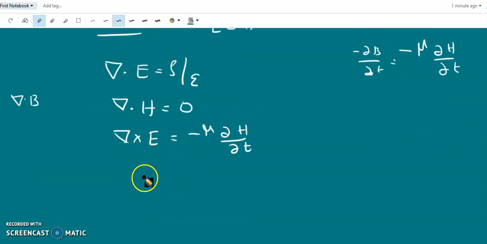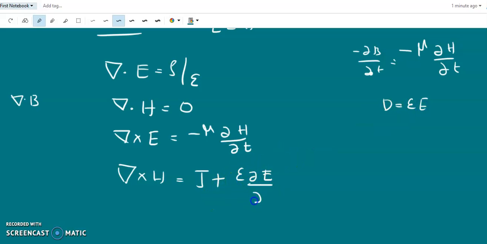Then del cross H is equal to J plus, since it is linear, D can be written as epsilon E, so J plus epsilon ∂E/∂t. So these are the Maxwell equations in terms of E and H for a simple medium.